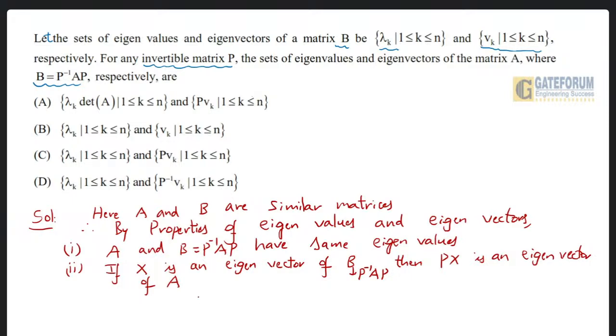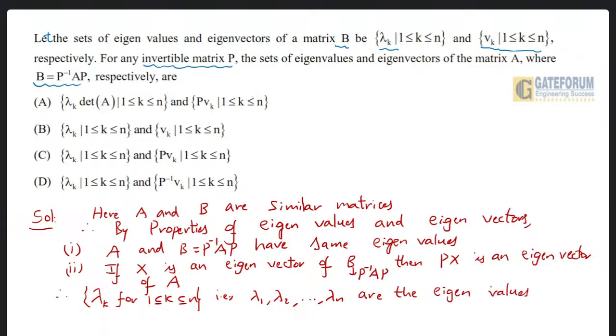Px is an eigenvector of A. So therefore, from these two points, we can conclude that lambda k, for 1 less than or equal to k less than or equal to n, that is lambda 1, lambda 2, so on, lambda n, the set, are the eigenvalues of matrix A.